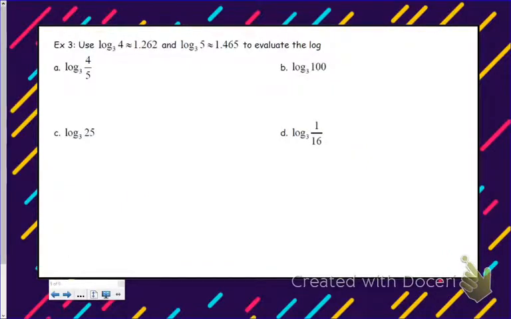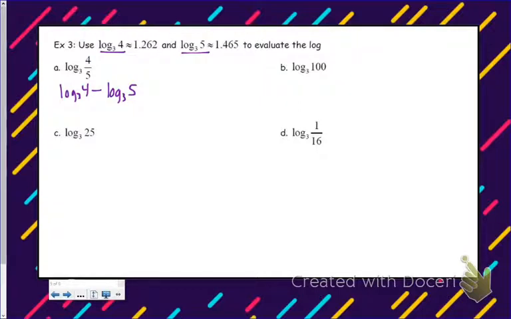All right, so what we can use these properties for is to evaluate logs knowing just certain values. So what I'm going to try and do is rewrite this log into one of these two forms using my properties. So log base 3 of 4/5, I know that that's the same thing as log base 3 of 4 minus log base 3 of 5, because division in the argument becomes subtraction of your logs.